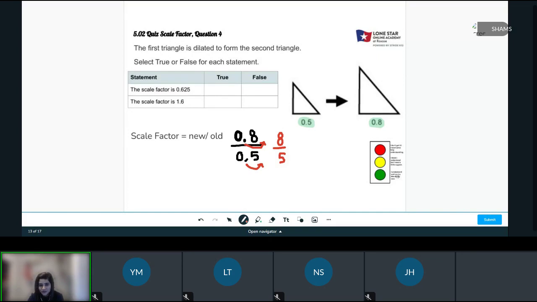Then you want to make a decimal, right? Decimal means if you have a denominator of 10, it is easy to make it into a decimal. So basically you double it. 5 times 2, 10. So 8 times 2, 16. So 16 over 10 is 1.6 because 16 divided by 10 is going to give you 1.6. So you know the scale factor is going to be 1.6 and not 0.6.